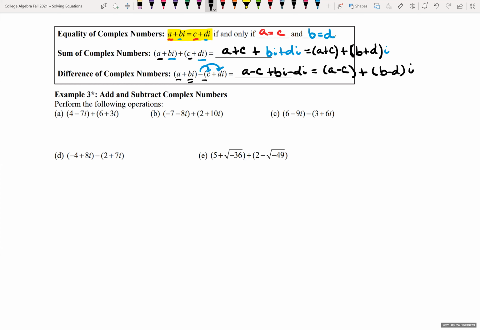So for the example for part A, where we have 4 minus 7i, that complex number plus the complex number 6 plus 3i, just add your real parts, 4 plus 6, which is 10, and then add your imaginary parts. So negative 7i plus 3i. So negative 7 plus 3 is negative 4, and then put on the imaginary part. So minus 4i.